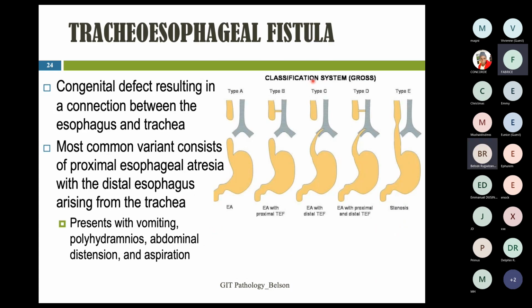So they have been classified type A, type 2. So you see that there are differences. We will just read them and they differ. So these are congenital defects resulting in a connection between the esophagus and the trachea. Most common variant consists of proximal esophageal atresia with the distal esophagus arising from the trachea. So they say the proximal is missing. It is the distal which is there and which is connected to the trachea. Maybe like in DCC.